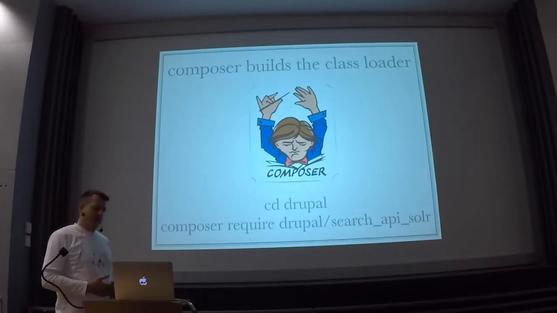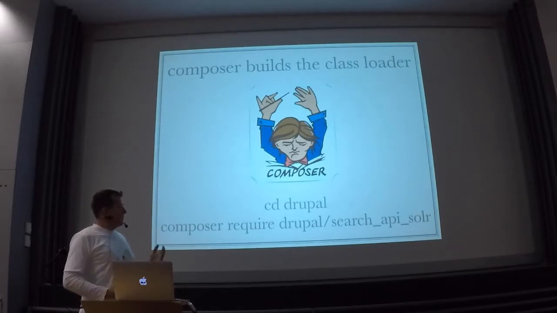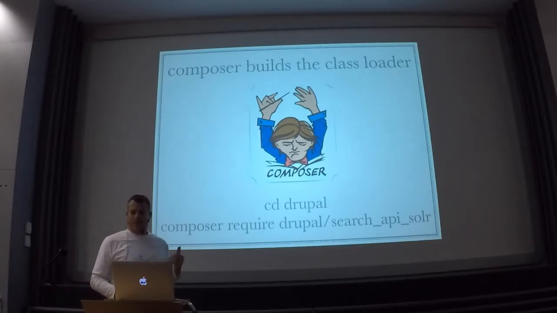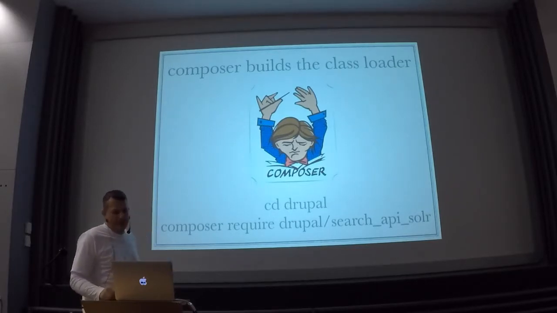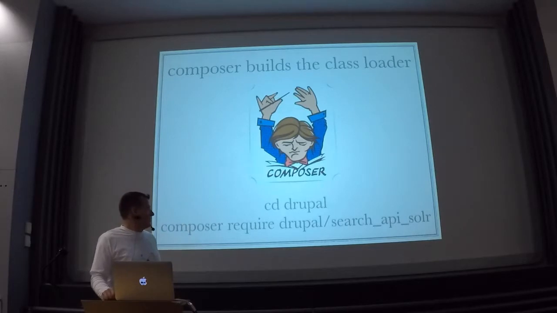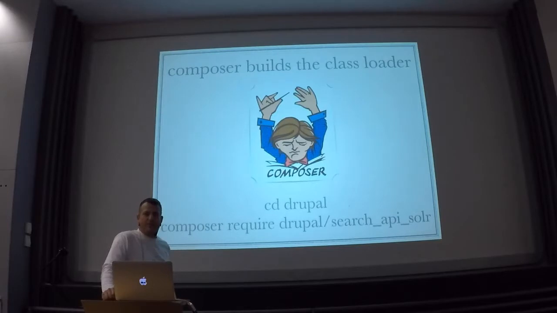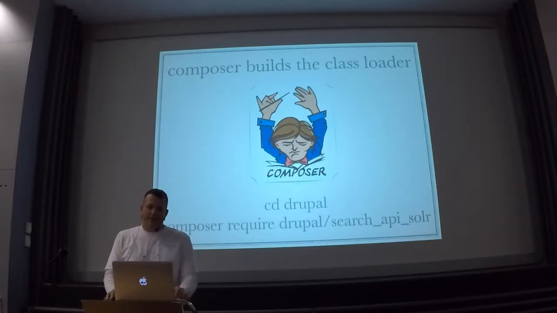downloads them for you. And nowadays, all the contrib modules on Drupal.org are also installable via Composer. It's as simple as that: download Drupal, change in the Drupal directory, and say composer require drupal/ and your module's name. And then automatically all dependencies get downloaded. And what's even more important, the class loader that definitely finds the classes is constructed by Composer, even in the Drupal core. So this is the future way of doing things.